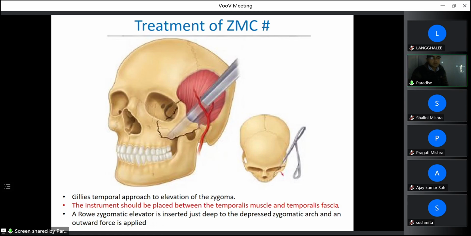It is known as the Gillies temporal approach. The instrument used is the Rowe zygomatic elevator.